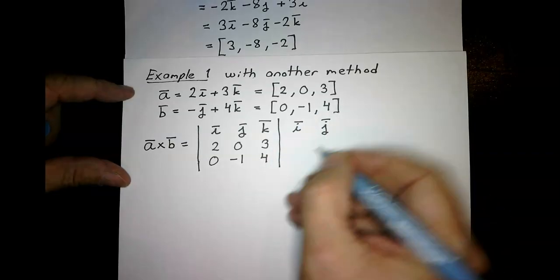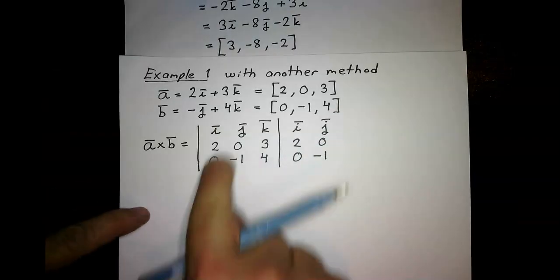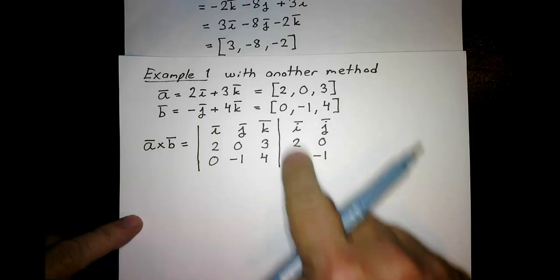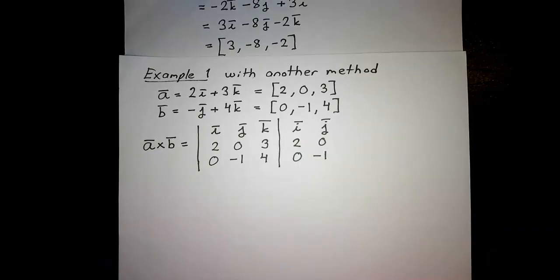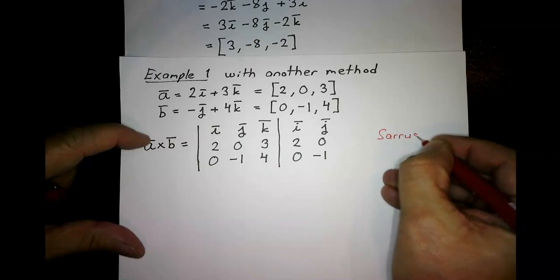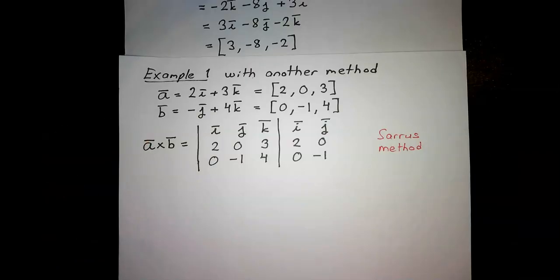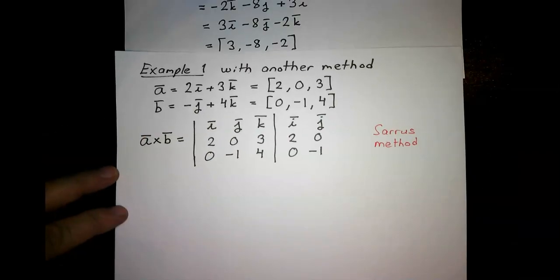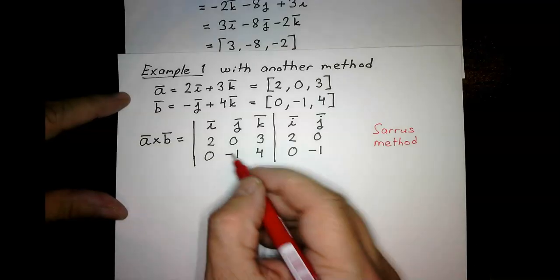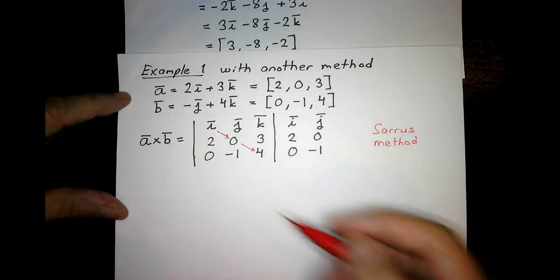i, j, 2, 0, 0, minus 1. So the first columns will be copied there. And then with this Sarrus method, Sarrus rule, we will have this positive direction. So this is the positive direction we are going from.